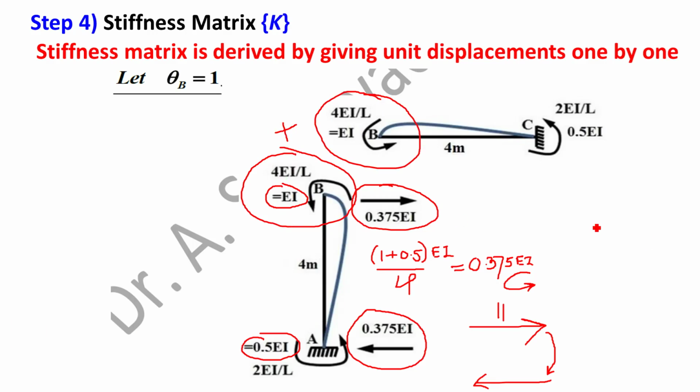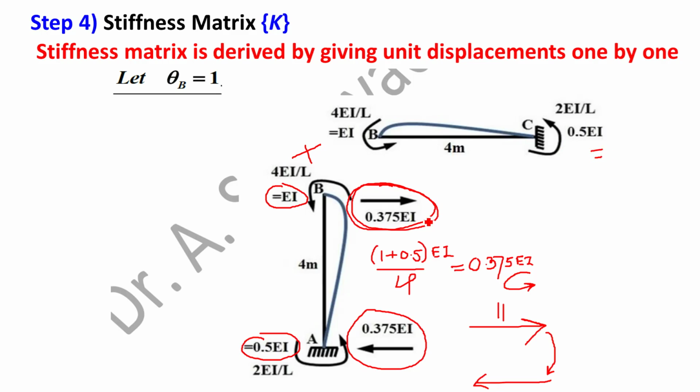Second unknown is theta C. Corresponding action is moment at C. So the second element is moment at C. It is 0.5 EI. And the third unknown is delta, that is lateral displacement at point B. Corresponding action is horizontal reaction at point B and it is equal to 0.375 EI. Towards right it is positive. So moment at B, then moment at C and reaction at B are the elements of the first column of the stiffness matrix.